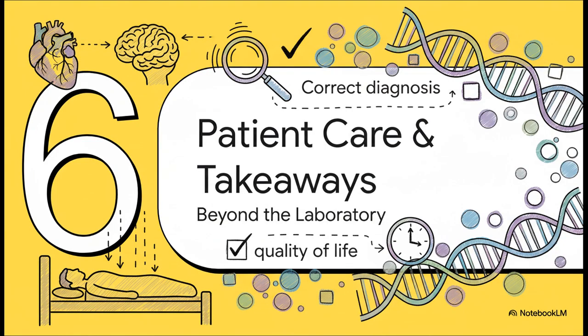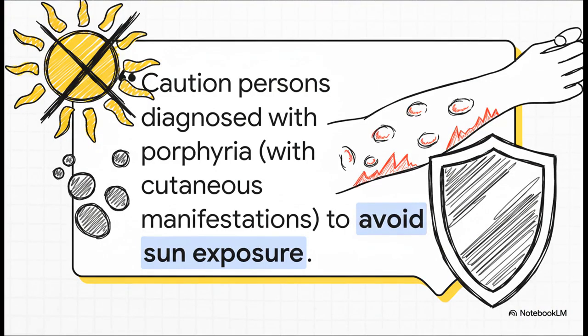All right, let's bring this all home and connect it back to the patient. Because a correct diagnosis from the lab isn't just about getting the right answer on a test. It has huge, real-world impacts on how a person manages their health and their life. This is a perfect example. Our lab results directly lead to this crucial piece of patient advice. In some types of porphyria, those porphyrins that are piling up actually build up in the skin, and they are photosensitive. When sunlight hits them, it can cause awful, painful blisters and skin damage. Our diagnosis gives the patient the knowledge they need to protect themselves.